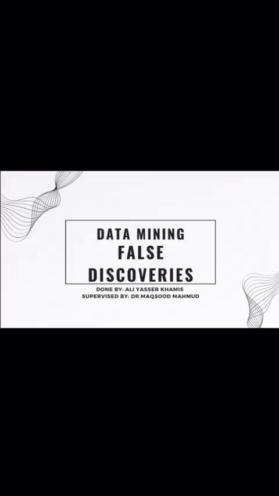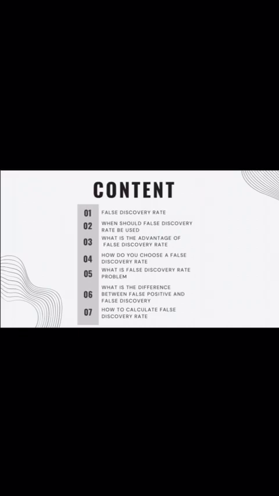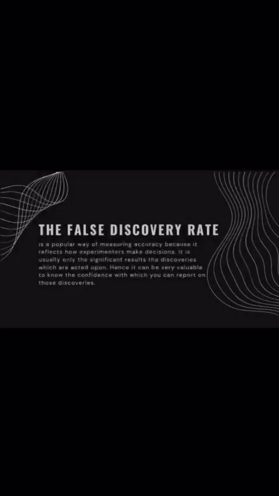False discoveries. The false discovery rate is a popular way of measuring accuracy because it reflects how experimenters make decisions. It is usually only the significant results, the discoveries, which are acted upon. Hence it can be very valuable to know the confidence with which you can report on those discoveries.